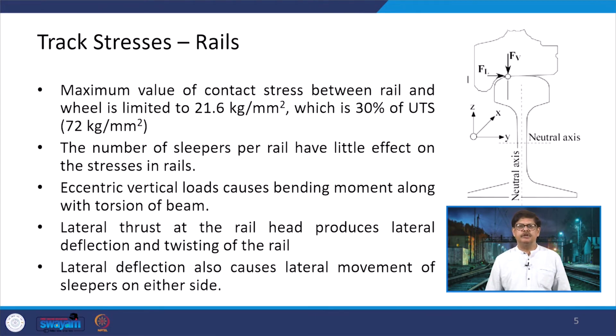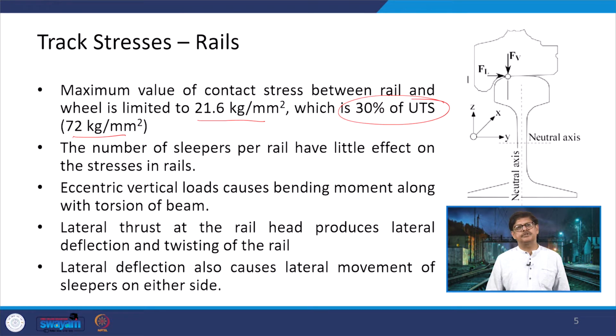Now, this maximum value of the contact stress between the rail and wheel is limited to 21.6 kg per mm square, and this 21.6 kg per mm square is correlated with the ultimate tensile strength of the rail section. Say, if the ultimate tensile strength of the rail section here is 72 kg per mm square, then this limited value of the contact stress is 30% of the UTS. So, that is how this maximum value of the contact stress can also be calculated for other rail sections.